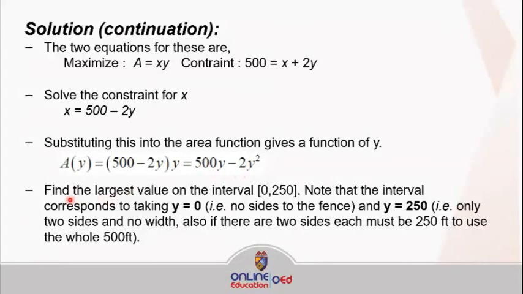And then find the largest value on the interval of 0 to 250, which is yung 0 is the x, and also here is the 250 is for the y natin. Note that the interval corresponds to taking y equal to 0 and y equal to 250. The two sides and no width. Also, if there are two sides, each must be 250 feet to use the whole 500 feet. So kaya tayo nagkaroon ng 250 feet.